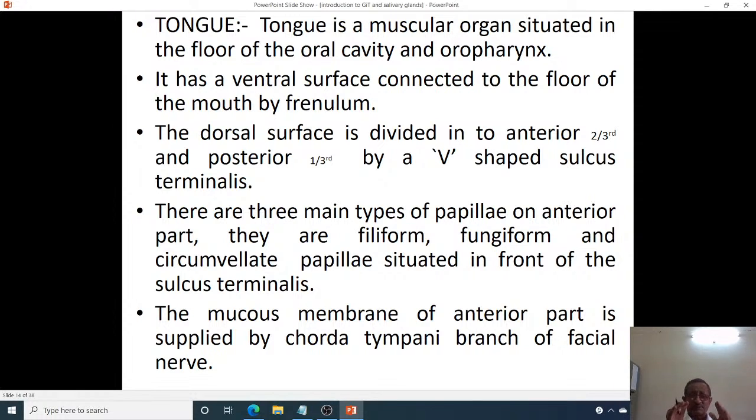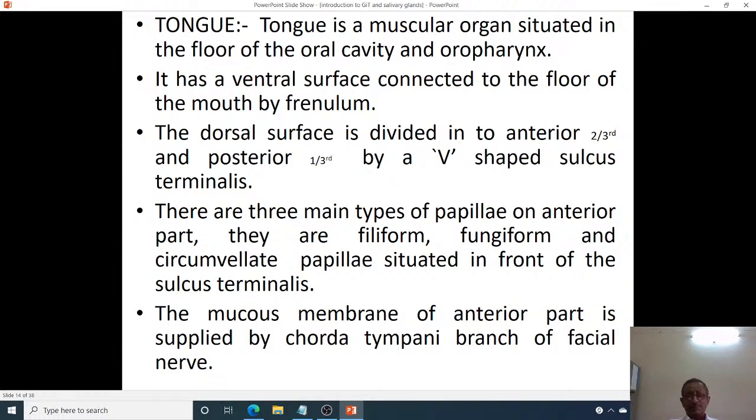So the tongue is a muscular organ situated in the floor of the oral cavity and oropharynx. It has a ventral surface connected to the floor of the mouth by the frenulum. The dorsal surface is divided into anterior 2/3 and posterior 1/3 by the V-shaped sulcus terminalis. The dorsal surface of the tongue has a rough surface, which is due to the various papillae that are present. The papillae are filiform, fungiform and circumvallate papillae.